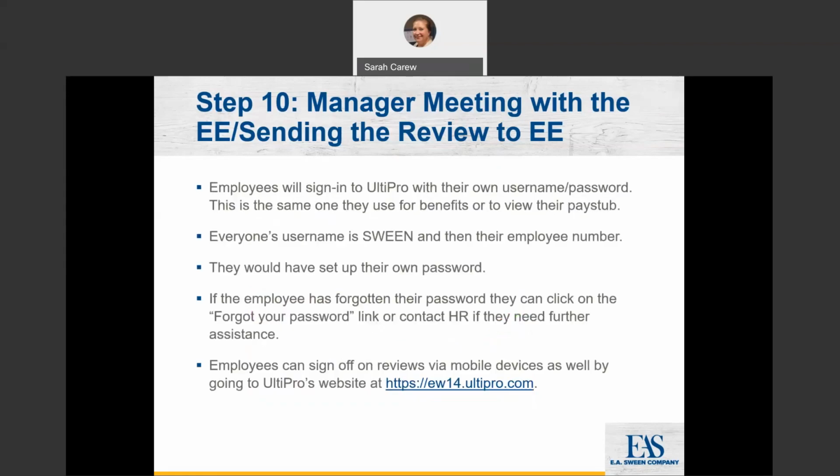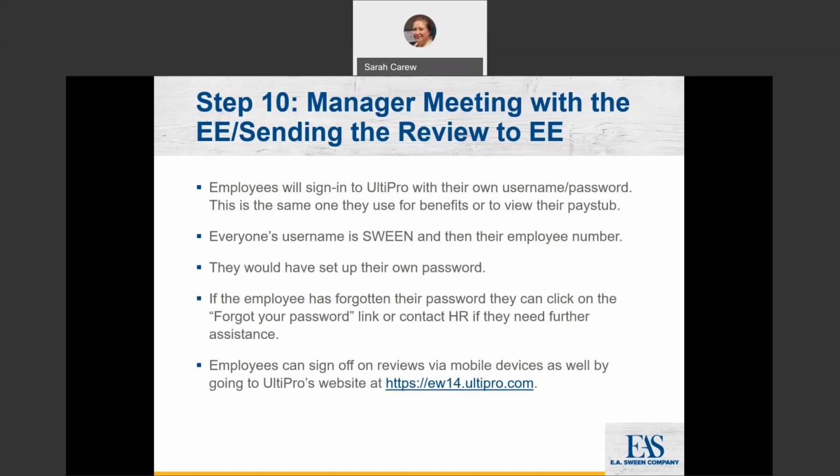So the employee is going to sign off the review much like you have been working with the review. They're going to log into UltiPro using their same username and password that they use for everything else, for viewing their pay stubs, their benefits, open enrollment, all that good stuff. Everyone's username is Sween and then their employee number, and each person has an active password. If for some reason there's an issue with the password, they can either click the forgot password link or contact HR.